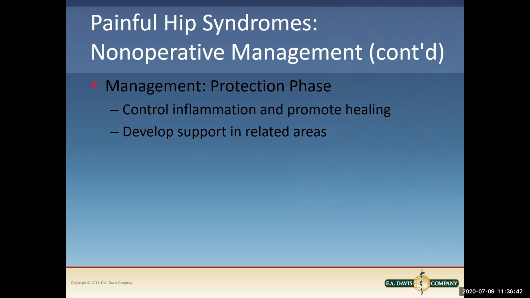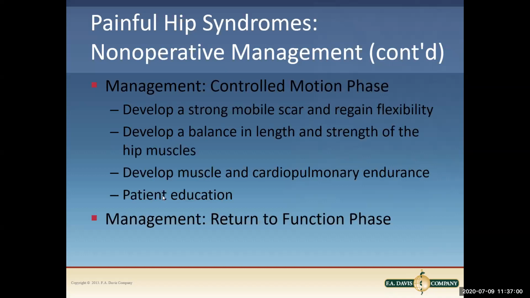If we can reduce the inflammation, that means the mitochondria can work on healing the area. And then we have to develop support in the related areas. If I've got problems with my hip, probably going to have back pain. So I've got to kind of think about that when I'm working with them. I may have to do some kind of pelvic tilt stuff to kind of loosen up the back as well.